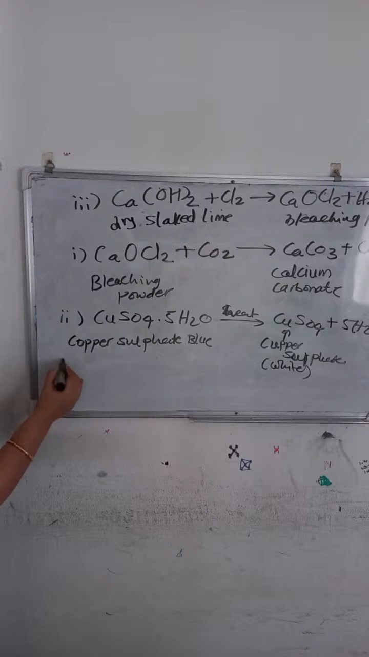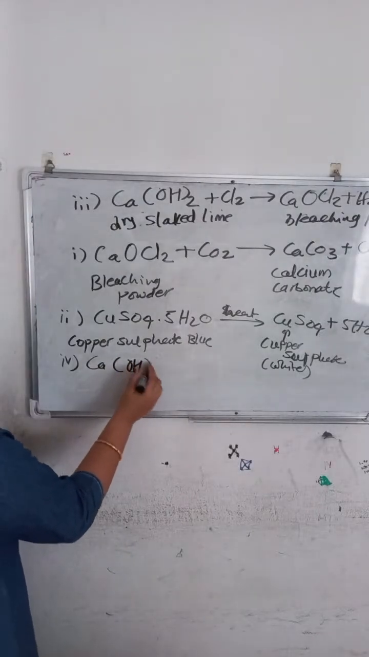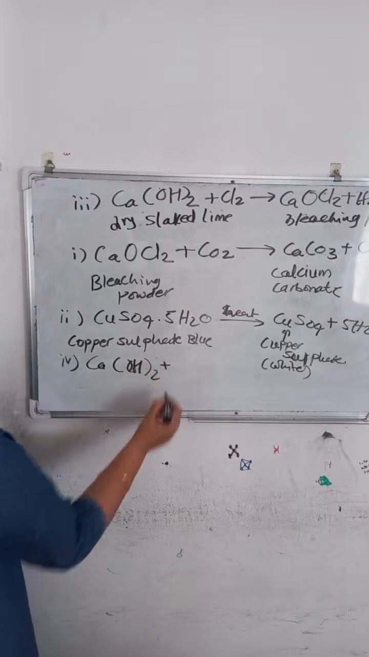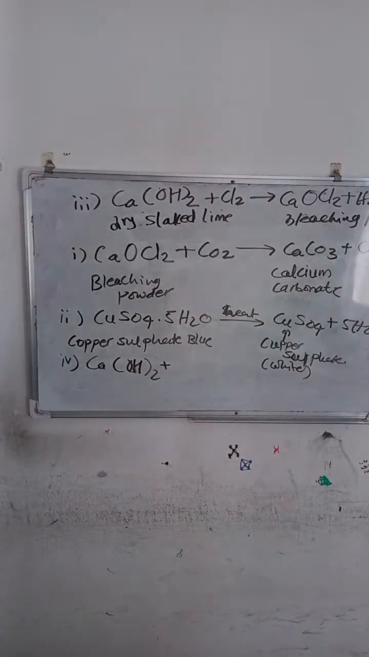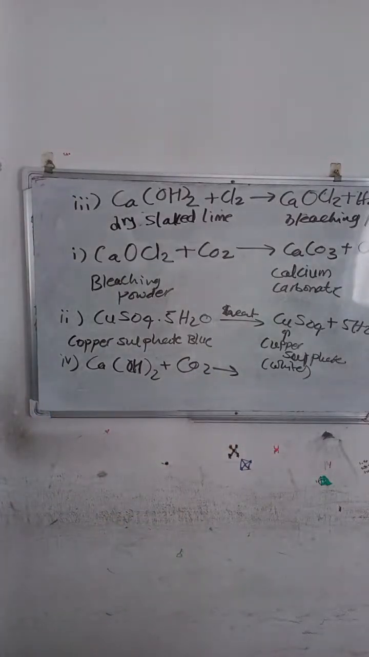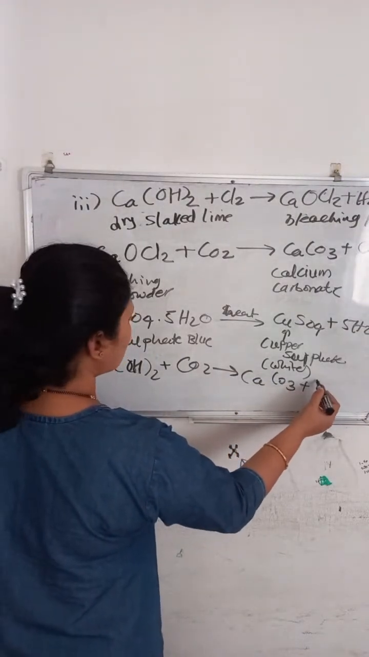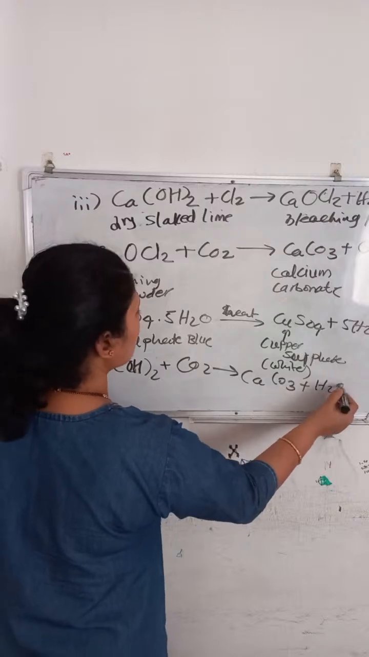Third we already did. Now the fourth one, what they are asking: carbon dioxide gas is passed through the lime water. Lime water is nothing but calcium hydroxide, Ca(OH)2, and what we are passing is carbon dioxide, CO2. Then what is the output product we are getting? CaCO3, calcium carbonate, plus H2O.